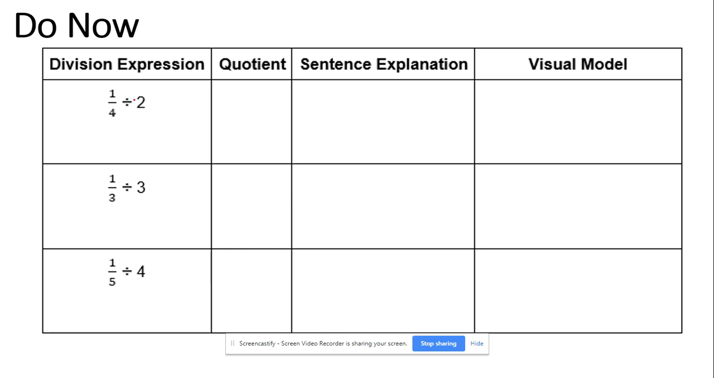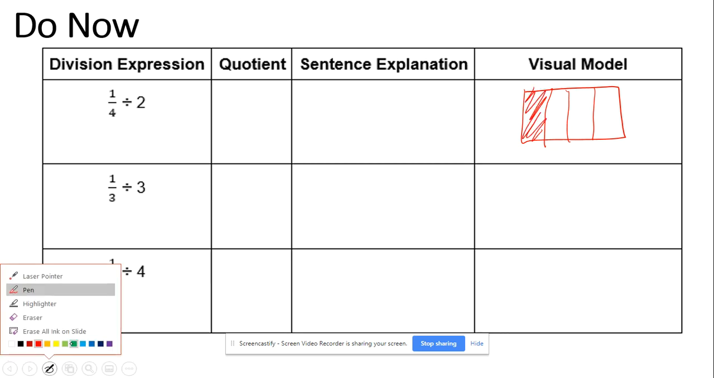So 1/4 divided by 2. I'm going to start with the visual to help us remember what we had done before. We're going to start with 1/4. So I'm going to cut this into 4 equal pieces, shade one of them, and now I'm going to cut this into 2 groups.